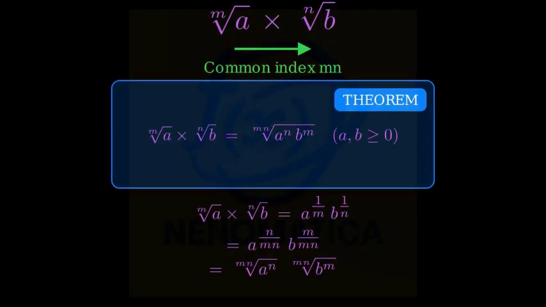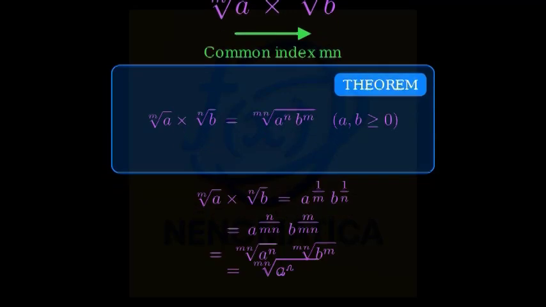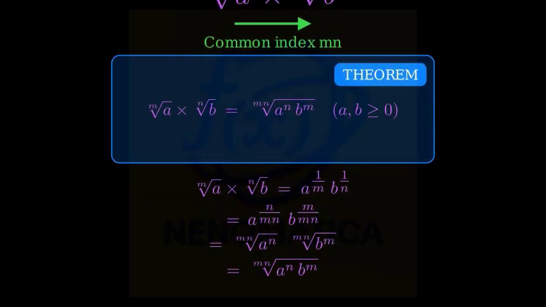So this equals the mnth root of a to the n times the mnth root of b to the m. Finally, multiply under a single radical. We obtain the mnth root of a to the n times b to the m, QED.